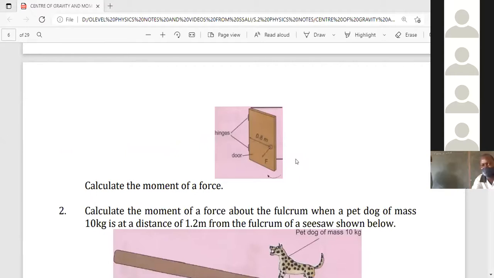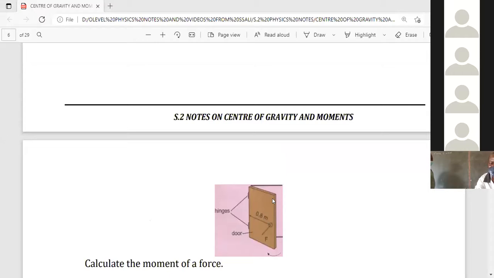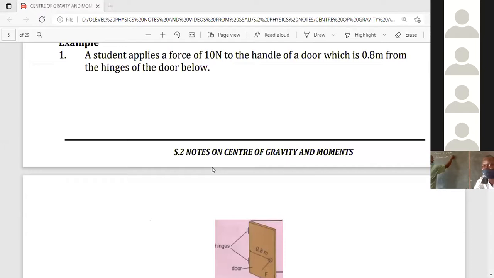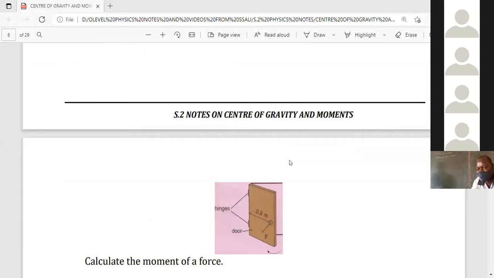So the question. Okay, the force is 10 newtons, and the handle of the door is 0.8 meters from the hinges. Yes. The question is, find the moment of force. Calculate the moment of a force.